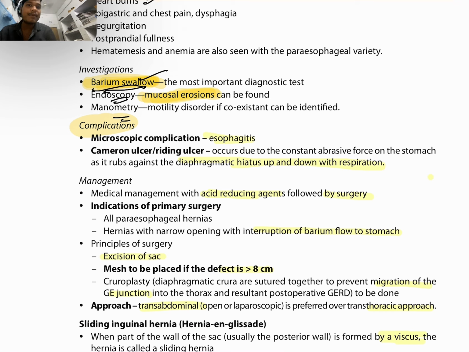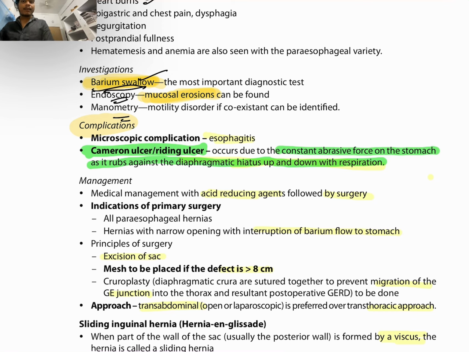In the minor complications, there may be esophagitis, or inflammation of the esophagus. Remember, this is one of the most important questions from the MCQ point of view: Cameron ulcer or riding ulcer occurs in which condition? Cameron ulcer or riding ulcer occurs due to the constant abrasive force on the stomach as it rubs against the diaphragmatic hiatus up and down with respiration. As we know, the esophagus is short, so the stomach is pulled upward. During every breath there will be a rubbing of the stomach that will cause the ulcer in the stomach. That is also called a Cameron ulcer or riding ulcer.